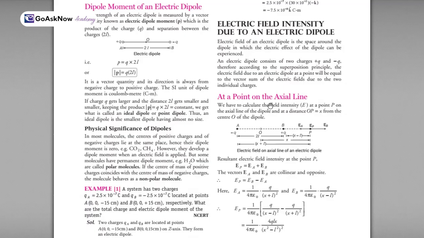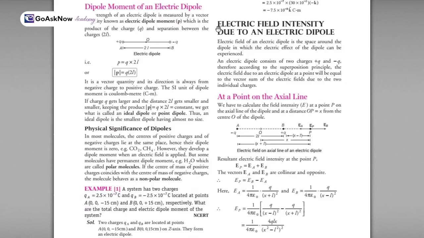Okay. So what is an axial point? If the point is located on the axis of the dipole, the direction is from minus q to plus q. So if the point is located in that axis direction only, that will be an axial point.